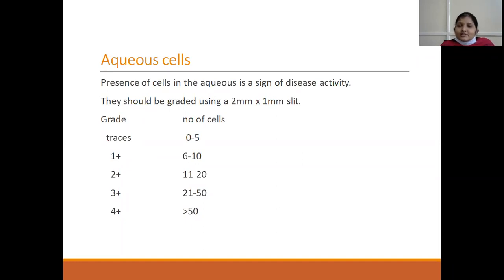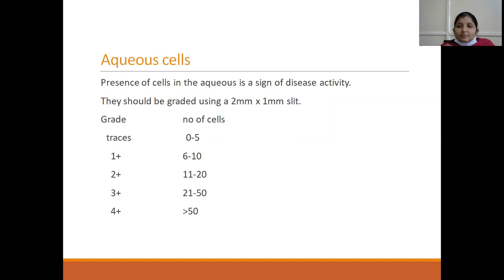The presence of cells in the aqueous is due to breakage of the blood aqueous barrier, which leads to formation of aqueous cells. It is a sign of disease activity and it can be graded using a 2 into 1 mm slit. We first dim the illumination of the room we are examining, make a 2 mm length and 1 mm width slit, place the slit beam obliquely and examine the space between the cornea and the anterior surface of the iris.